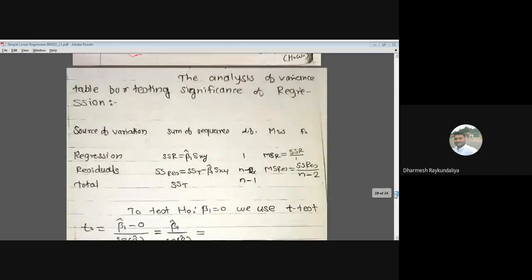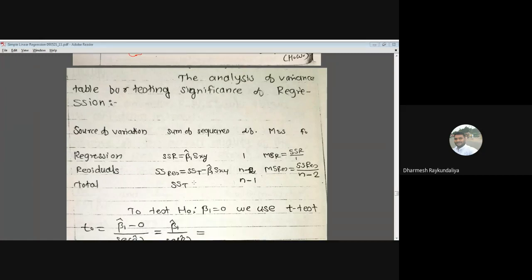So in our table you can write the source of variation, then sum of square, degree of freedom, mean square, and the corresponding F. The source of variation is regression, residuals, and total. What is the sum of square due to regression? It is beta 1 cap Sxy. What is the sum of square due to residuals? It is the sum of square due to total minus the sum of square due to regression, and the sum of square due to total we have already obtained.